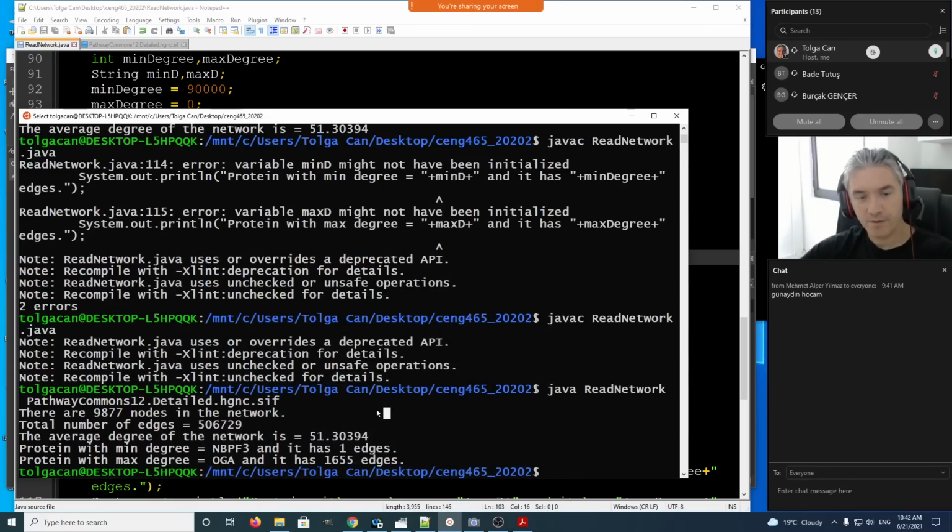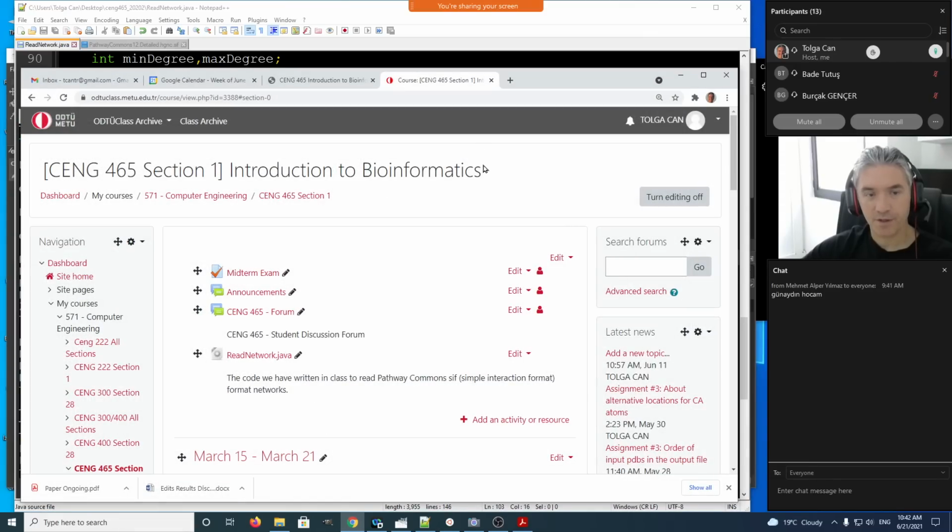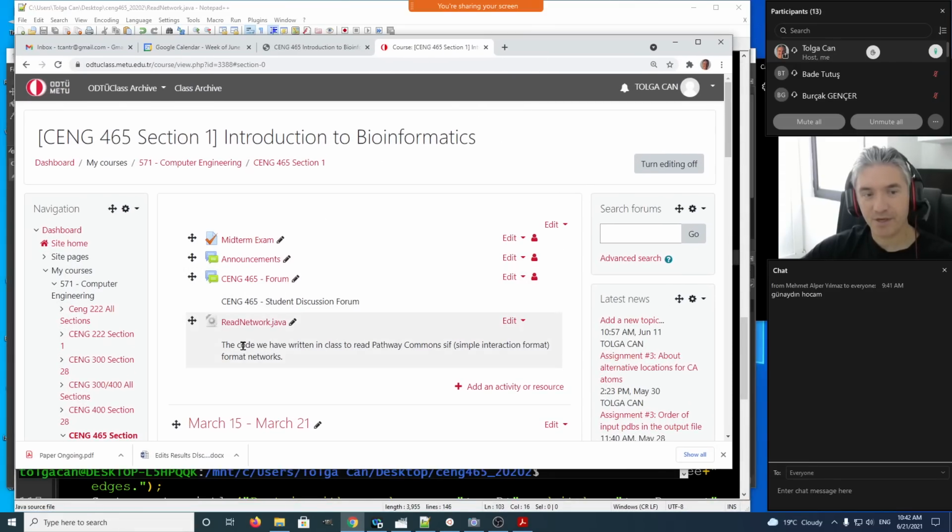Okay, so I put this code on AutoClass during the break. At the top of the class page on AutoClass, there is this read network.java, the code we have written in class today, which is able to read the Pathway Commons simple interaction format file, or maybe it's simple interchange format. I think it's interaction format.